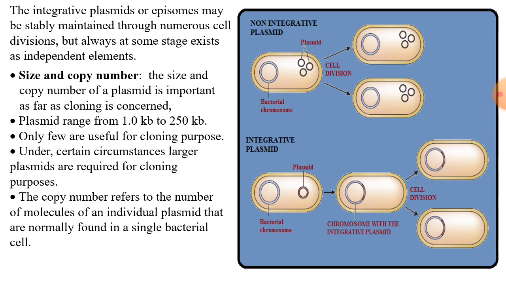The copy number refers to the number of molecules of an individual plasmid that are normally found in the single bacterial cell. Like if plasmid is required in large numbers, its amplification number plays a very important role. Like large number of plasmids is required to produce desired genes, inserted clones, to ensure maximum success of the experiment.